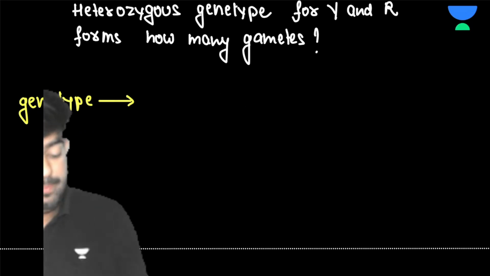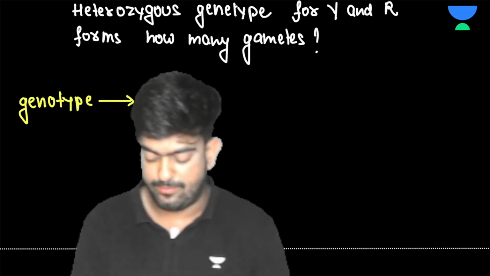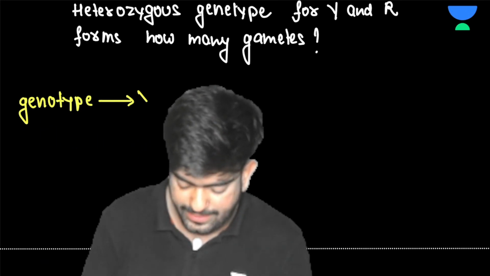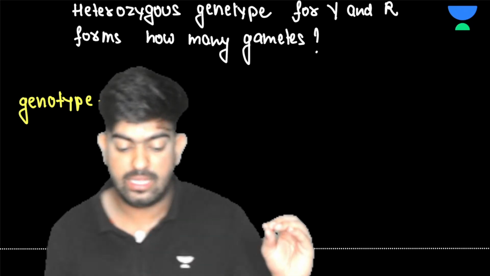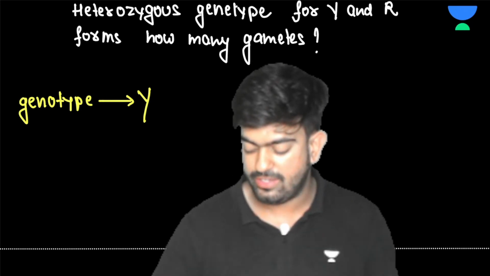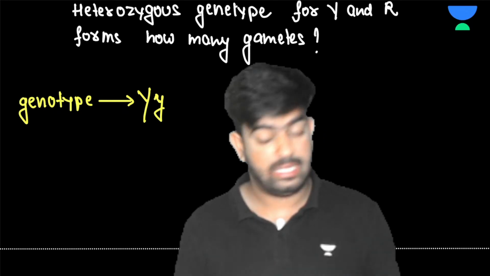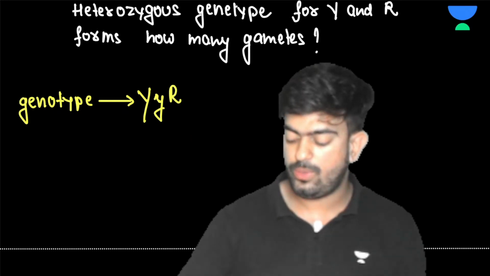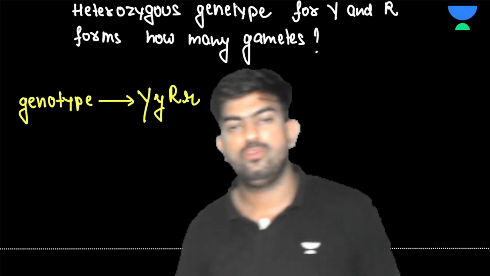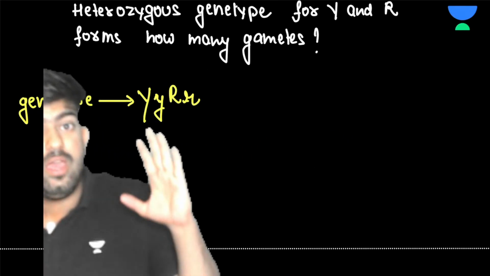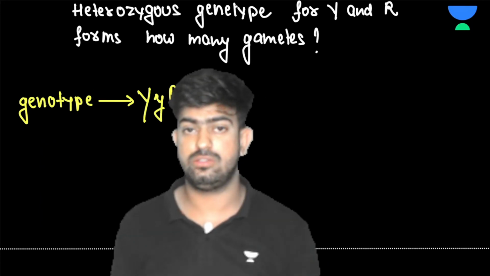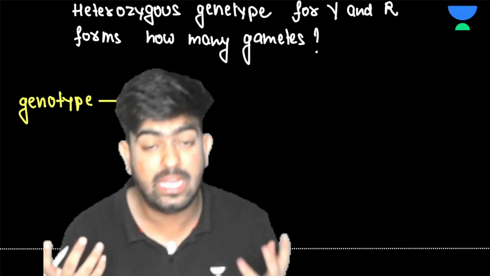What is the genotype here? Heterozygous genotype for both Y and R. So if we have one capital Y, which is dominant, the other one will be the small y. And if we have the capital R here, the other one will be the small r. See, we have got the genotype, and as soon as we have the genotype, they have asked how many gametes.